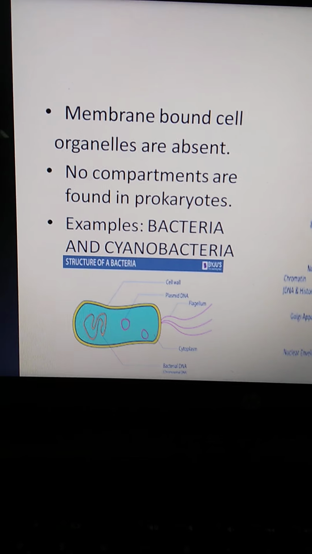Everything is fine in compartments. But this is not the condition with the prokaryotic cell.